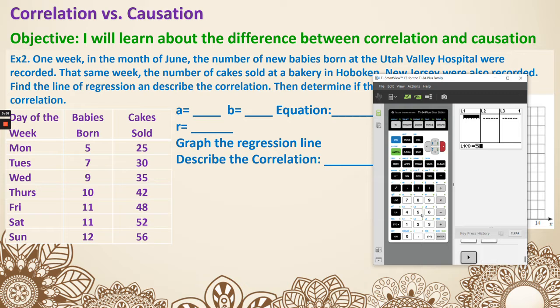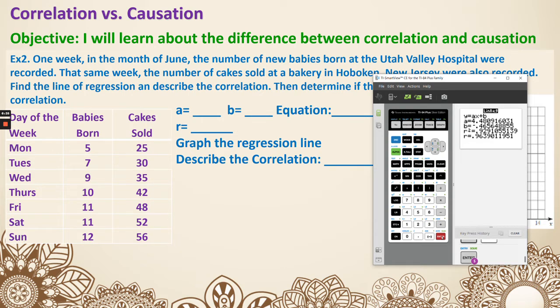5, 7, 9, 10. Oops. Didn't type it correctly. Let's try it again. 5, 7, 9, 10, 11, 12. 25, 30, 35, 42, 48, 52, and 56. There we go. And stat, we're going to choose calc 4, then rec, click enter, enter, enter, enter, enter.